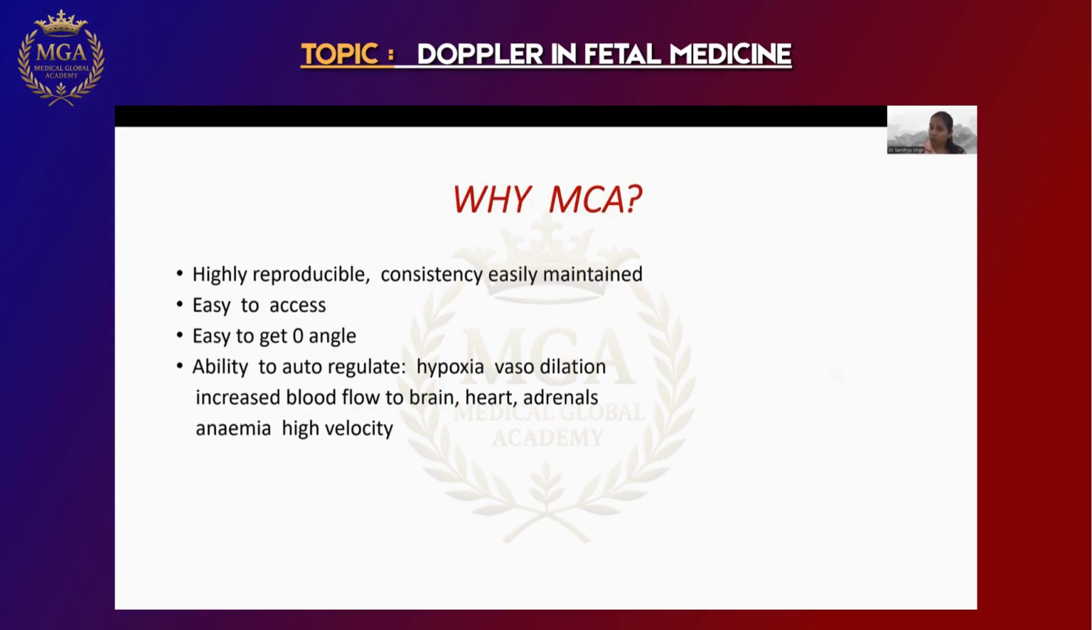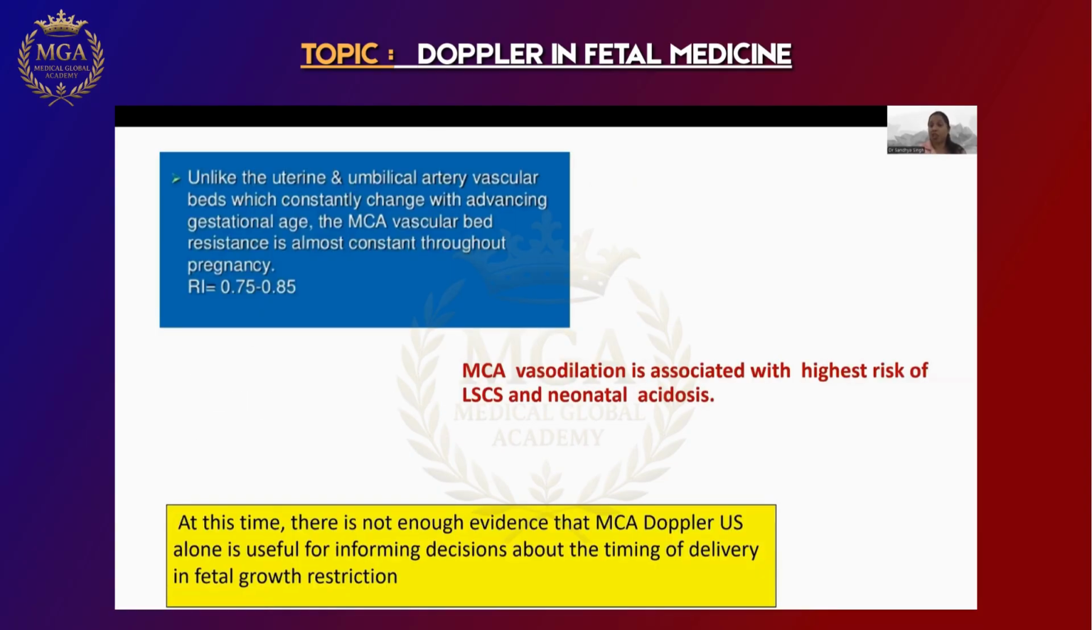Why do we choose MCA only, not anterior cerebral or posterior cerebral? I told you. It is reproducible because of the angle and the position of the vessel. That is why most of the papers have looked at the middle cerebral artery in cases of FGR and hypoxia. Therefore, this vessel is the most studied vessel. Now, I told you the brain wants oxygen. So how will it get oxygen? By dilating the vessel. So whenever there is hypoxia, the change which happens in the fetal brain is vasodilation.